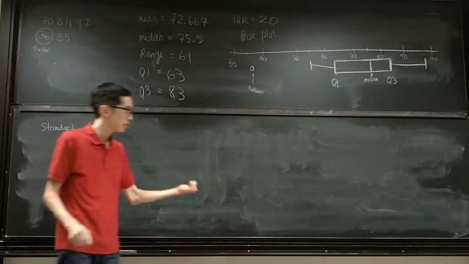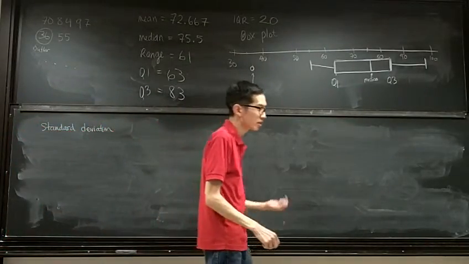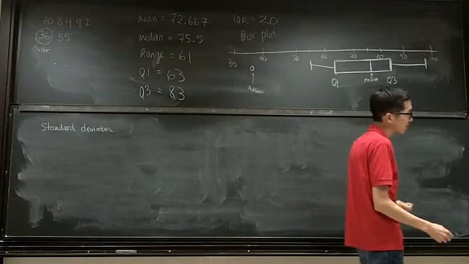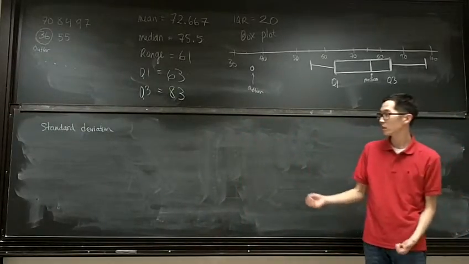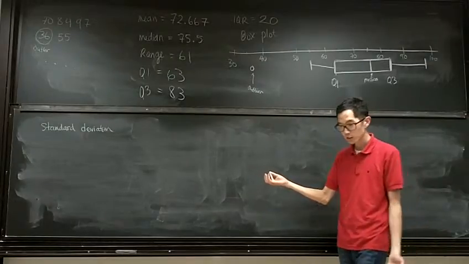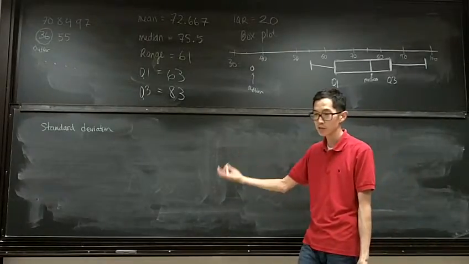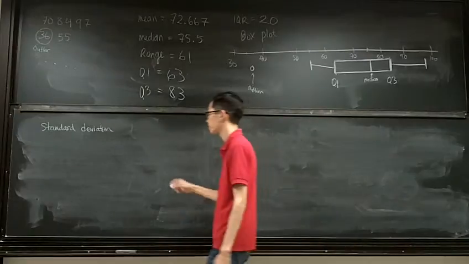Okay, just like the range, just like the IQR, the standard deviation is a statistic, so it's a numeric summary of data. It's a statistic that tells us about the spread.